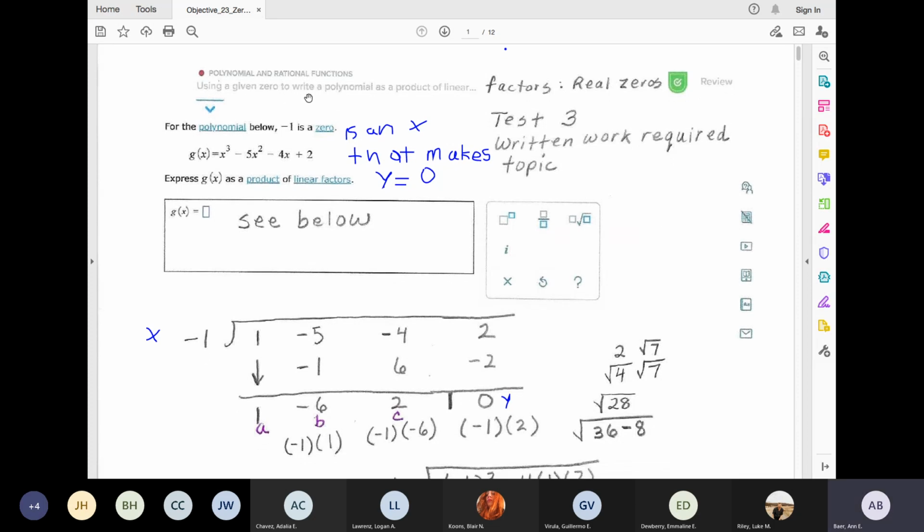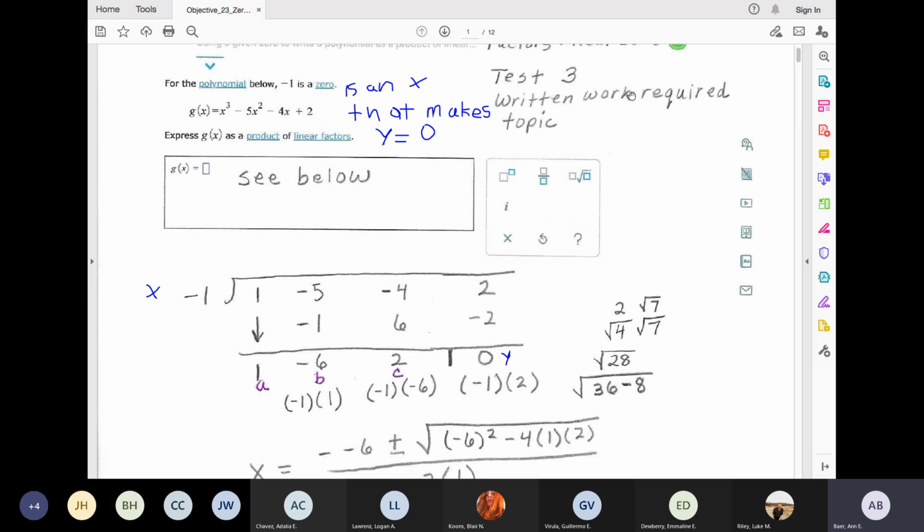Using a given zero to write a polynomial as a product of linear factors, real zeros. This means we are not talking about complex zeros that have an i in them. So let's look at this. If you have any questions about synthetic division, we're going to be using synthetic division extensively today in literally almost every problem. I can only think of one where we won't be using it.